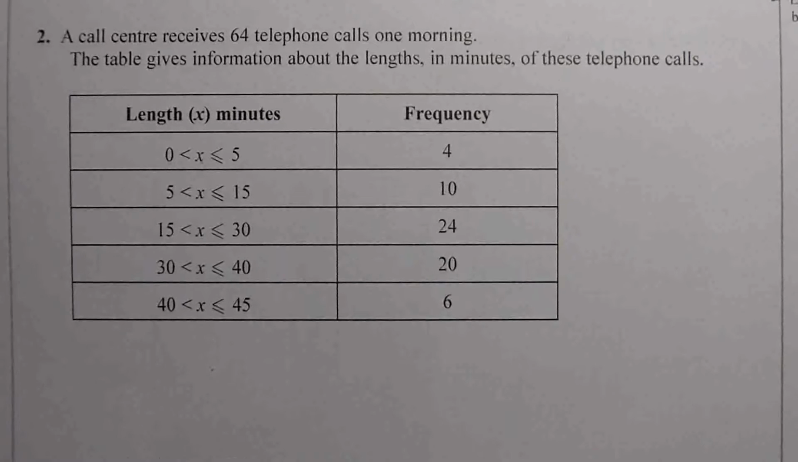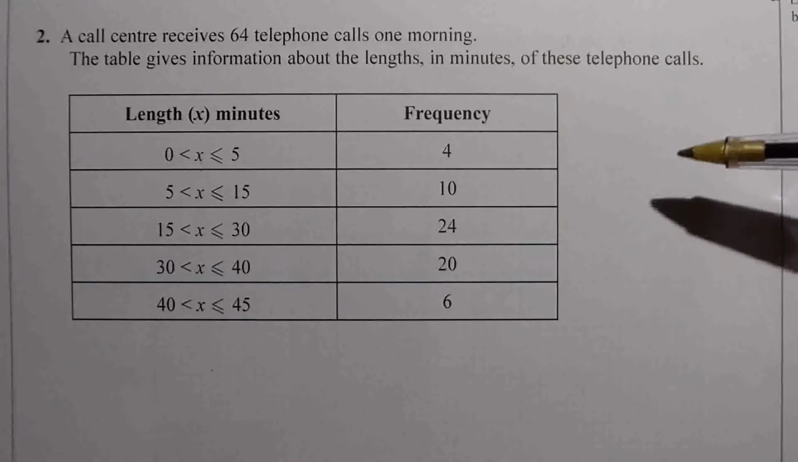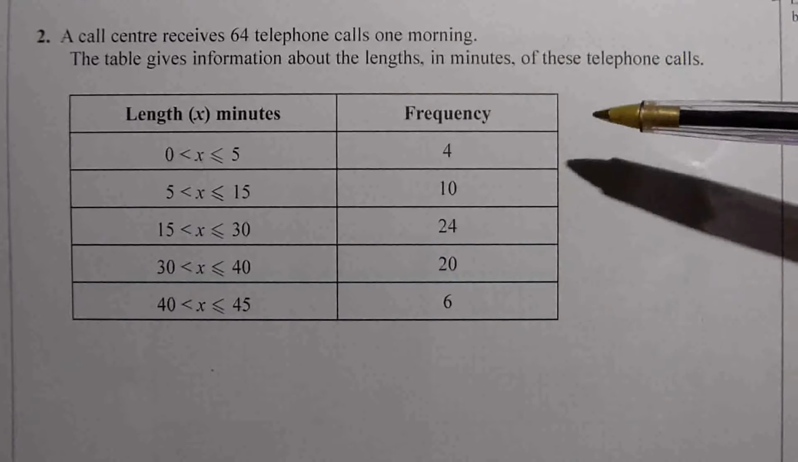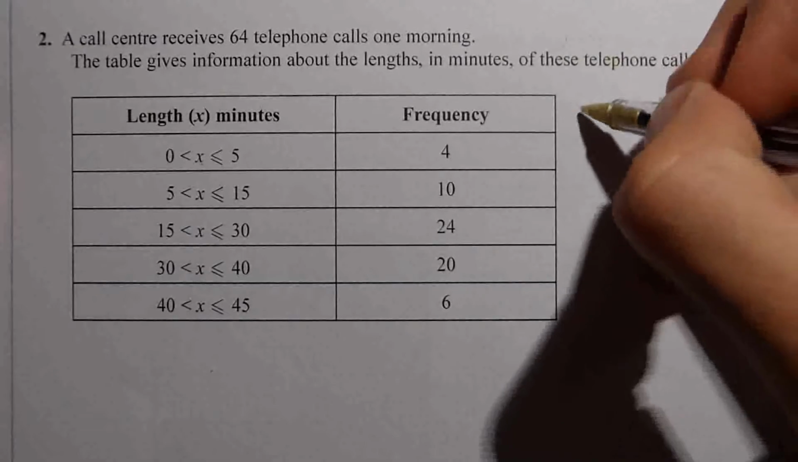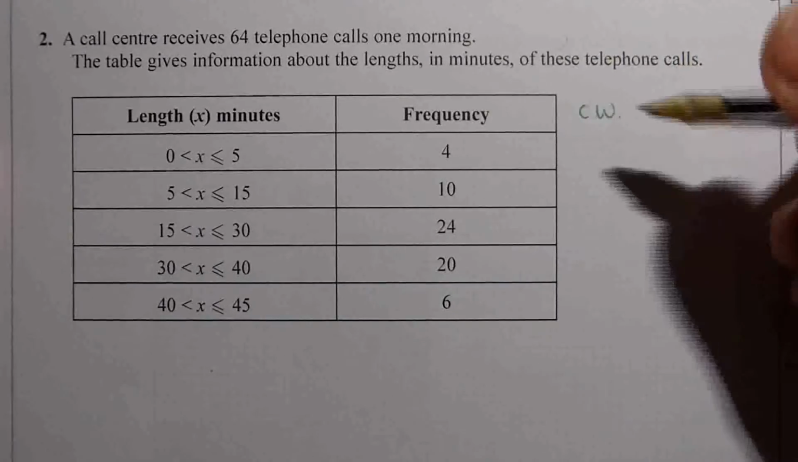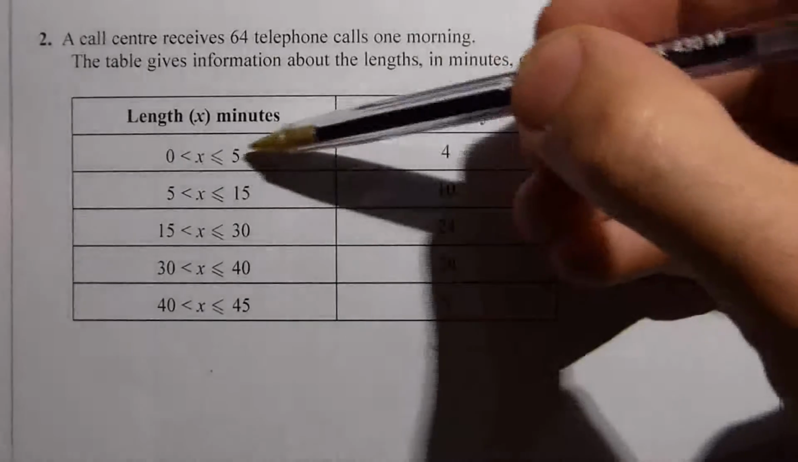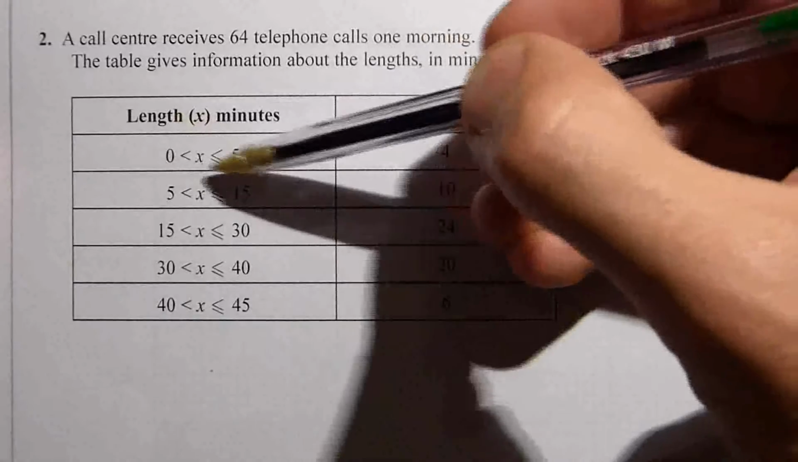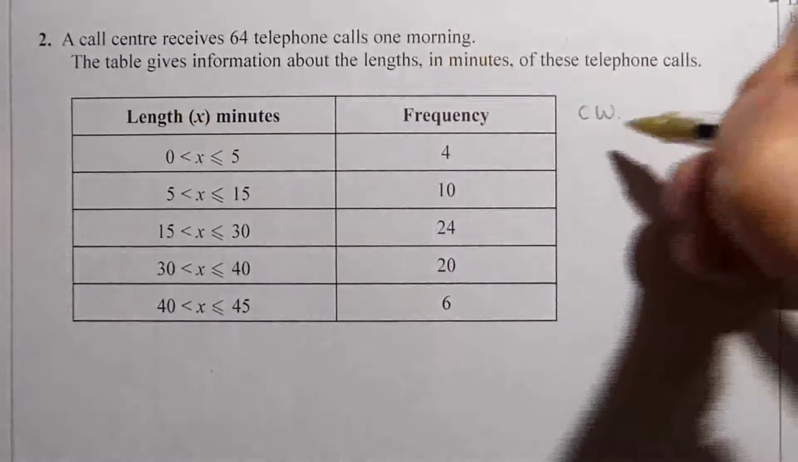This is a question about drawing a histogram. In order to draw a histogram, we need to know what the frequency density is for each of these categories. In order to do that, we're going to do one thing first, and that's to find the class width of each of these categories. Now the class width is just the biggest value of the group take away the smallest value of the group, the distance between the two.